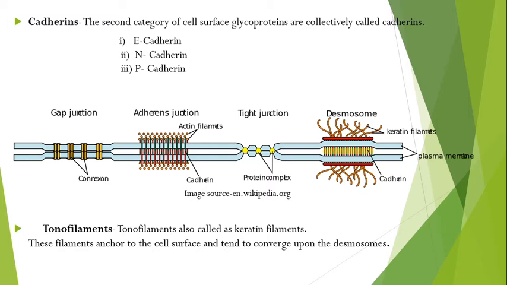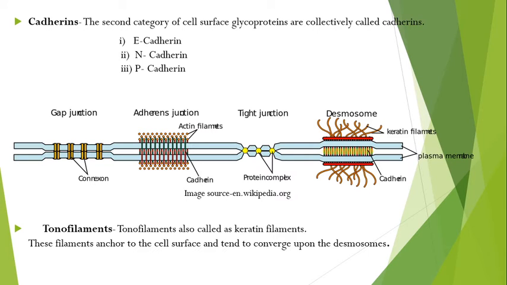There are different types of cadherins in different cells. E cadherins are the epithelial cell cadherins, N cadherins are the neural cell cadherins, and P cadherins are the placental and epidermis cadherins. So we have discussed junctions, the fusion of cells, and the transporting part.